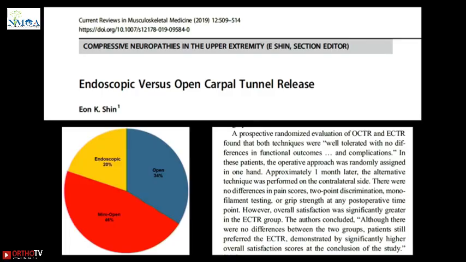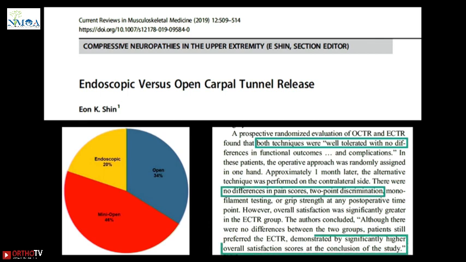Now this is one more article. Sometimes patients do demand endoscopic surgeries, but still the literature says that endoscopic is done in 20% of patients, open in 34%, and mini open in 46% of patients. So literature says that both techniques are well tolerated with no difference in the functional course and no difference in the patient's pain course, but patient acceptance and overall satisfaction are a little higher with the endoscopic procedure.